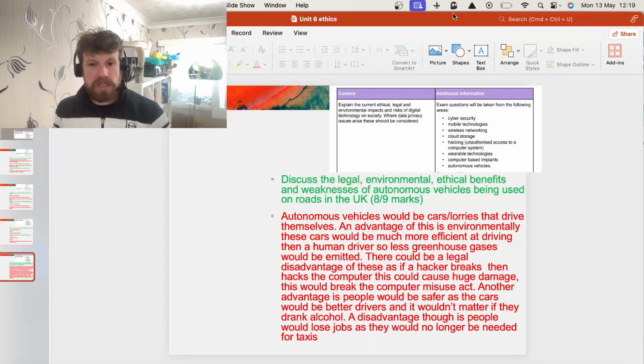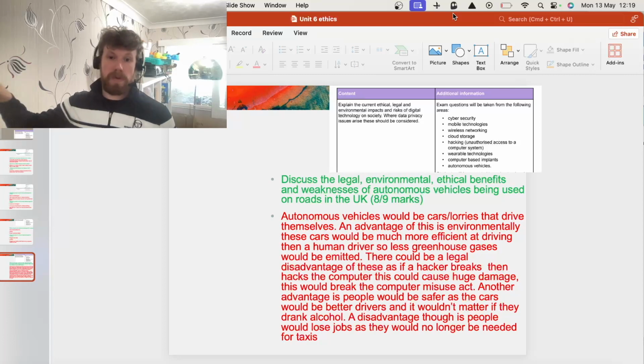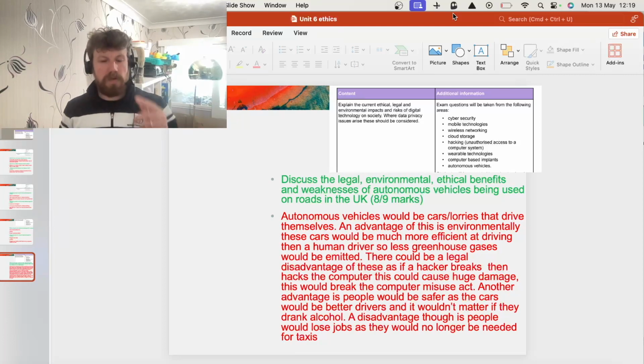Then I've talked about a legal disadvantage, which is all about how if a hacker breaks in, this could cause huge damage, and this would essentially break the Computer Misuse Act. So that's a disadvantage on another topic, a legal topic. So I've changed from environmental to legal, but I've also changed advantage to disadvantage.